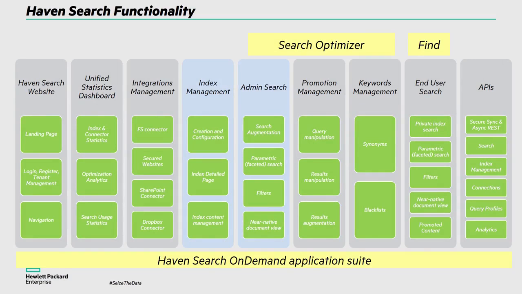So, diving under the hood of Haven Search, all of the functionality fits roughly into these columns. On the far left, we've got the rather mundane functionality of the landing page we started on. On the far right, in the APIs column, we've got the Haven OnDemand platform.